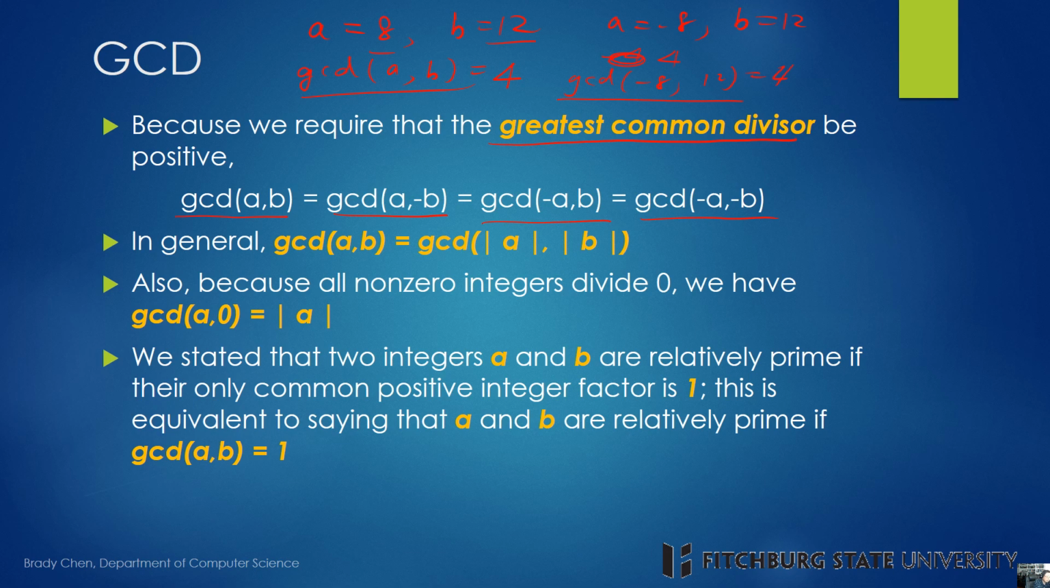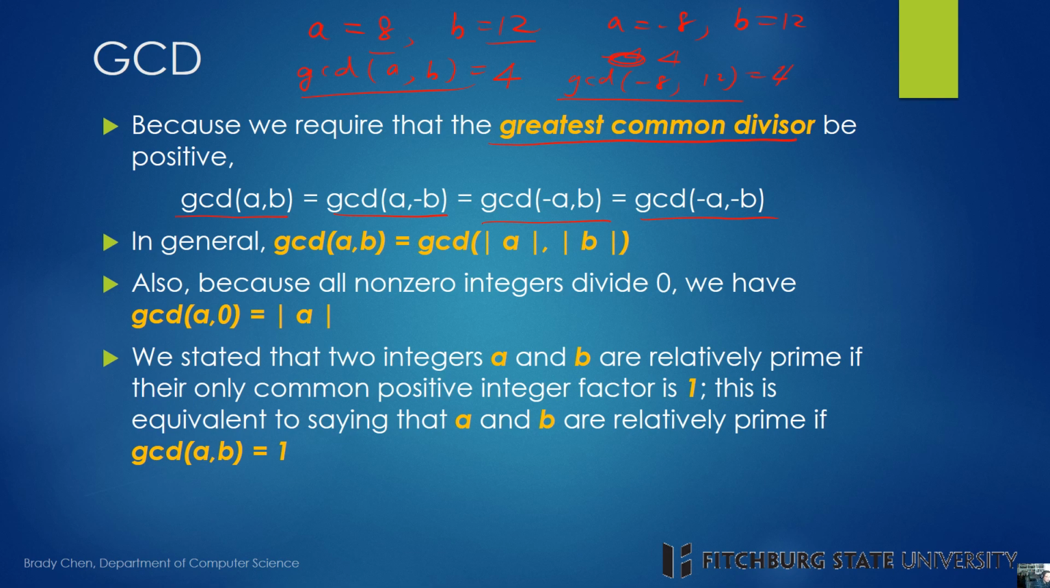Okay, they're the same. So any time we try to figure out the greatest common divisor of two numbers, whether they're positive or negative, we can always ignore the negative sign and keep the positive one.